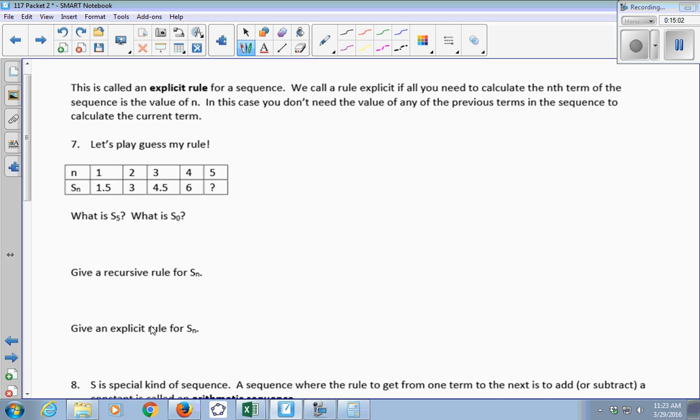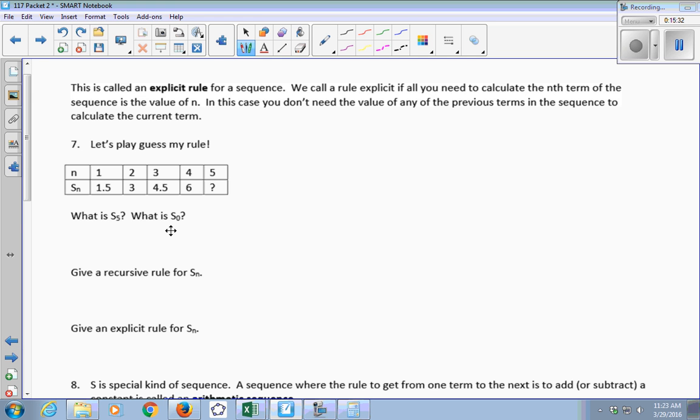All right, so we call that an explicit rule for the sequence because I did not need to know any terms before it in order to calculate the value of a term in the list, right? So if I wanted to know the 100th term in the list, I could just do 2 times 100 and I would say, oh, the 100th term in the list is 200. And I did not need to know the 99th term to figure it out. So we call that explicit versus the one before, which was recursive.